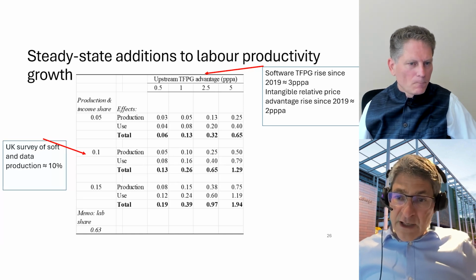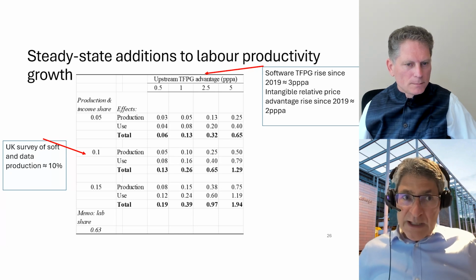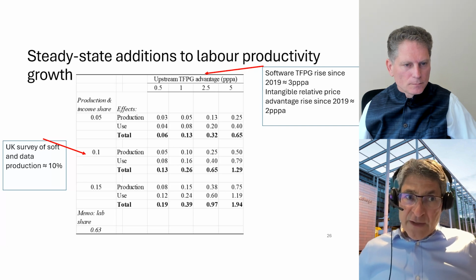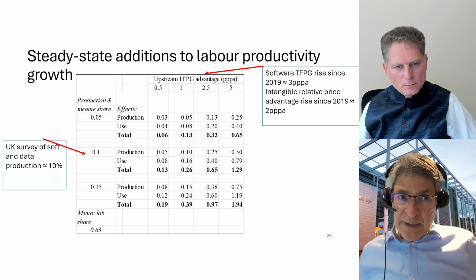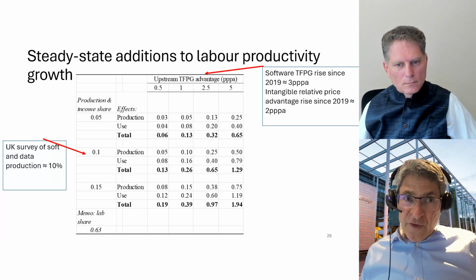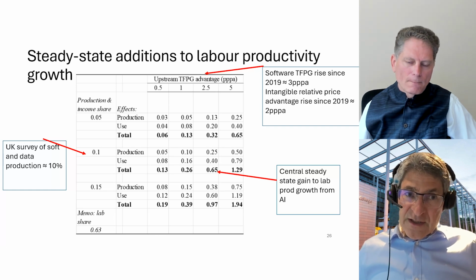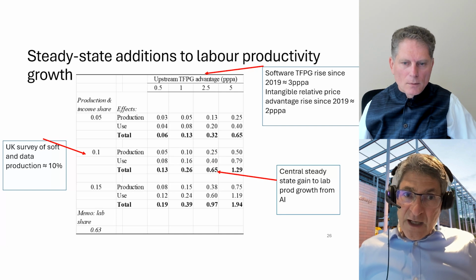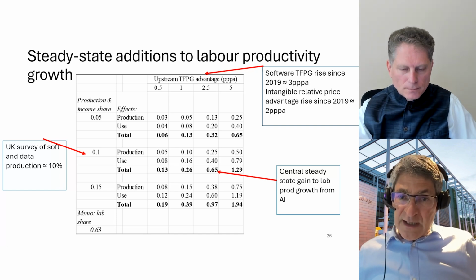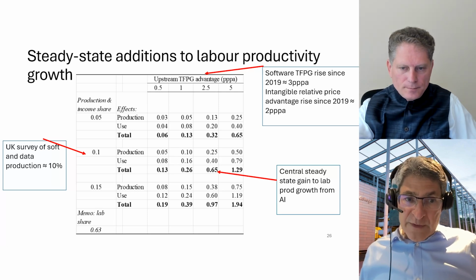Where are we in the rows? Well, we've seen that software production is around 5%, but of course there's data production as well. We have in the UK a survey of software and data production, which gave you a number like around 10%. So we might be then in the middle row. So where would that take you then? We're going to tentatively suggest a gain of 0.65. That's percentage points per year in the steady state. So that's relatively high relative to those numbers we saw before.